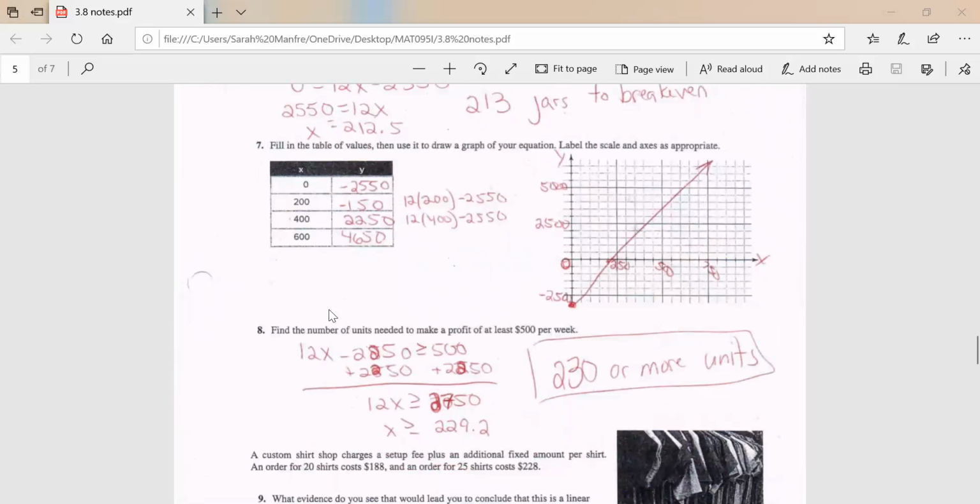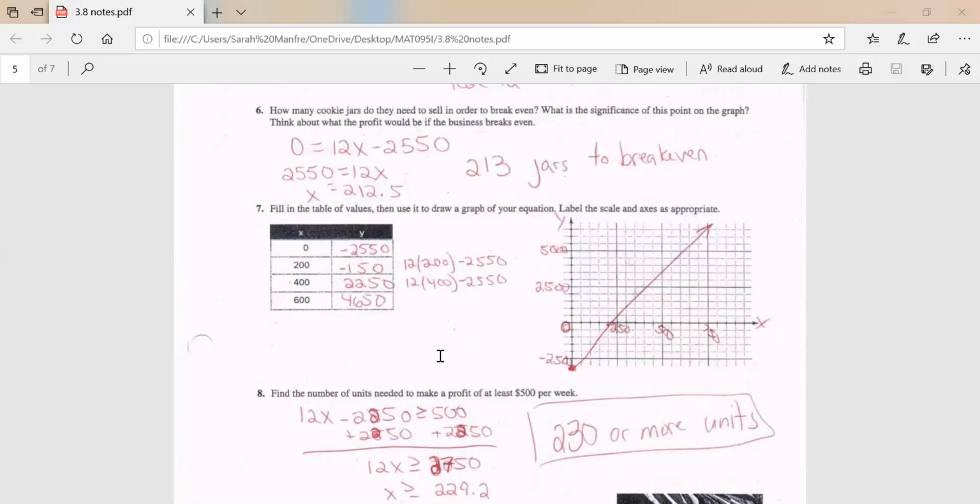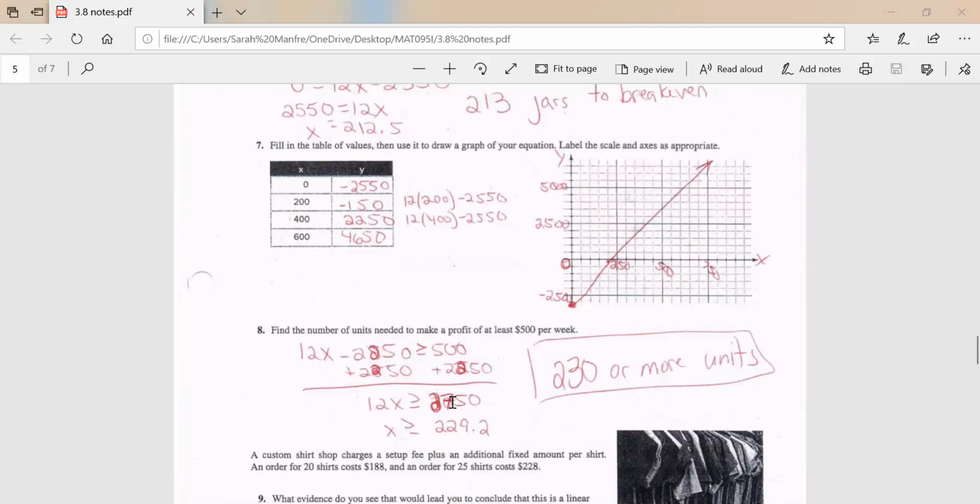Okay, find the number of units needed to make a profit of at least $500 per week. Well, at least 500 means 500 needs to be the minimum. So 12x minus 2,550 needs to be greater than or equal to 500. I wrote 2,250 there by mistake, but the rest is all correct here. So this says divide 3,050 by 12. So we get x is greater than or equal to 254.2, which is 255 or more units.